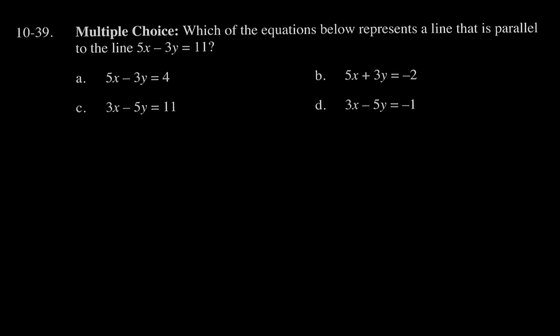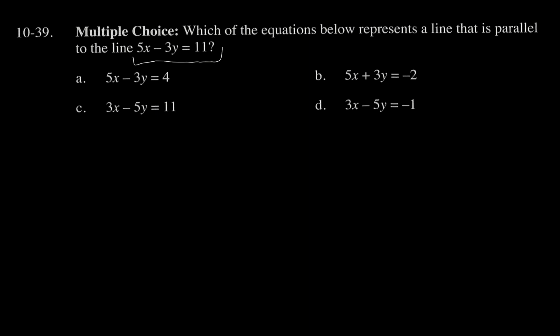Multiple choice. Which of the equations below represents a line that is parallel to this line? So one of the things we know is that two lines are parallel if they have the same slope pattern. So we're trying to find a line that has the same rise-run ratio, right, slope ratio, as this line. Well, the question is, what's the slope ratio of that line?